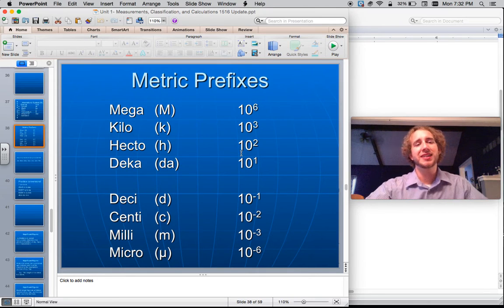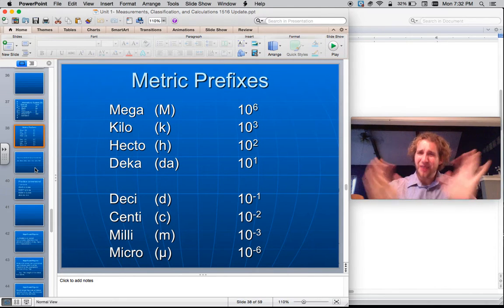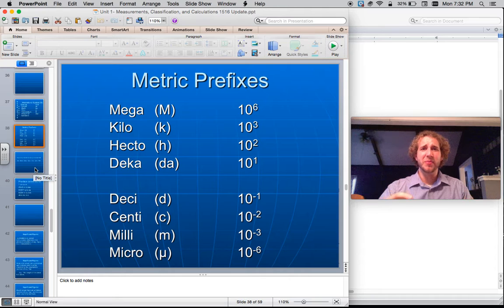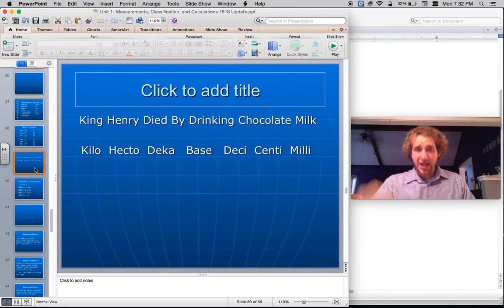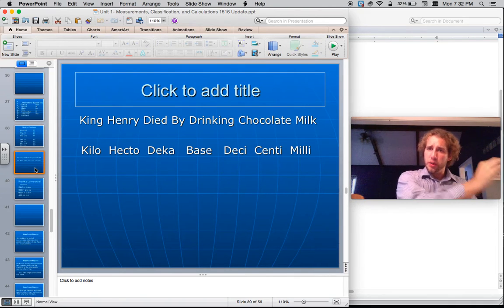We're not going to be using those in this class, but even now, there's still kind of a lot to keep track of and a lot to remember. And these powers are nice, but there's an easier way when we start looking at our metric conversions. So repeat after me. King Henry died by drinking chocolate milk.